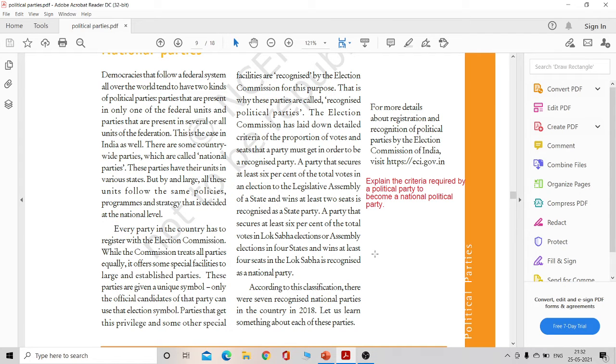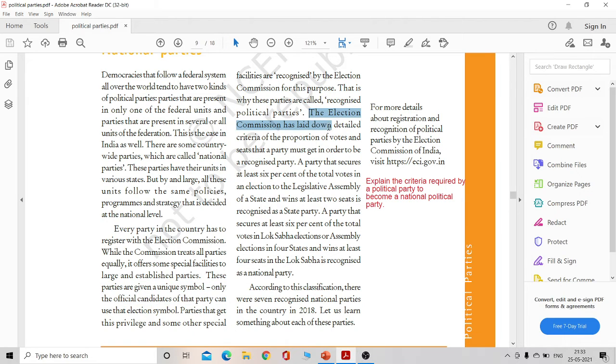In this case, you have to mention that every party has to register with the Election Commission. No party can be called a political party if it does not register with the Election Commission, right? The Commission treats all parties equally, and of course it offers special facilities. There are symbols that are given, like the party symbol. So this is like your introduction to the answer.